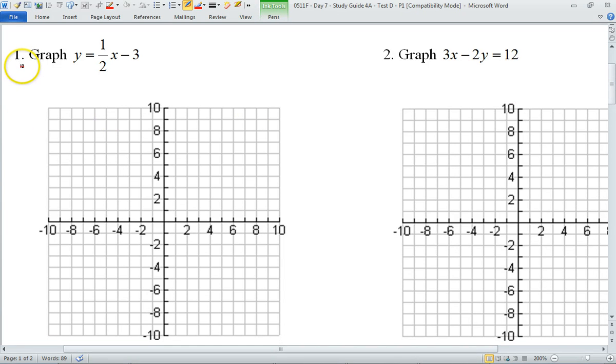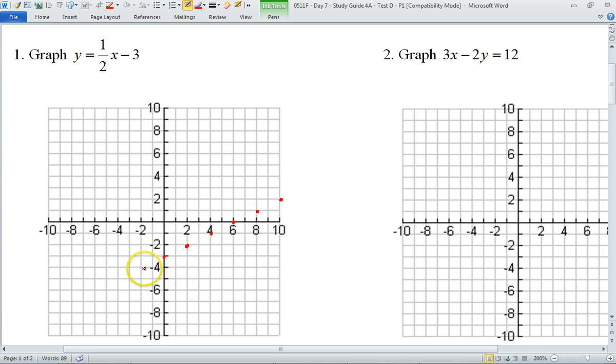Most people got number 1 right. Notice this will not be a V. A few people will give me a V for this. This is not absolute value. Do not make a V. We just start at -3 because that's my y-intercept. I go up 1, right 2 because that's the slope. Up 1, right 2 like this.